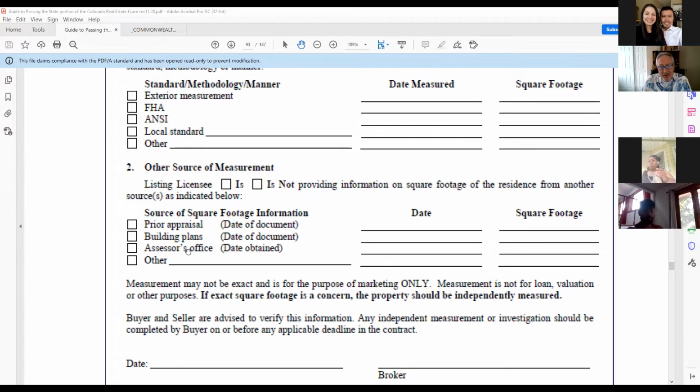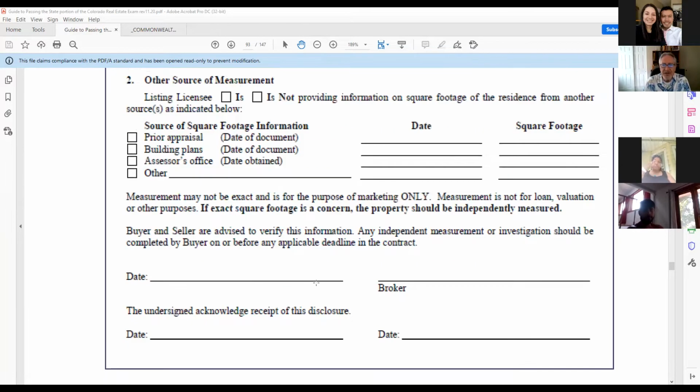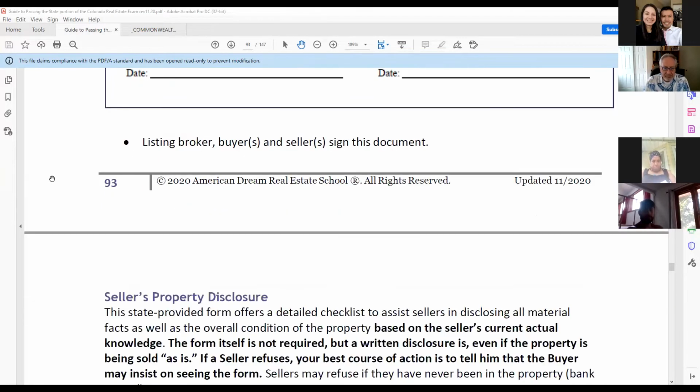The assessor's office is one of the more common places we go. Sometimes they're not accurate though, especially if people have added on to the property. So be careful of that. But you can start there and use the assessor's office, the date that you pull the report and the result. Some other kind of form you found, you put that on there and describe it, but you disclose what the square footage is. If it's a concern, property should be independently measured. It says right there, if it's a concern. This is a contention that can come up in court later on.